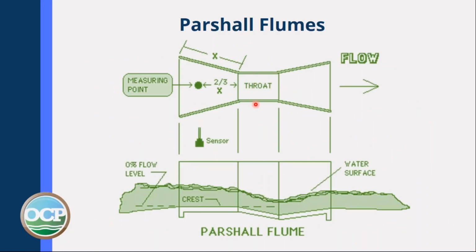Here is that throat. Here is your constriction, and your measuring point has to be at least 2/3 of this distance. This has to be level, and you can see the water coming through this constriction, and then out the other side.